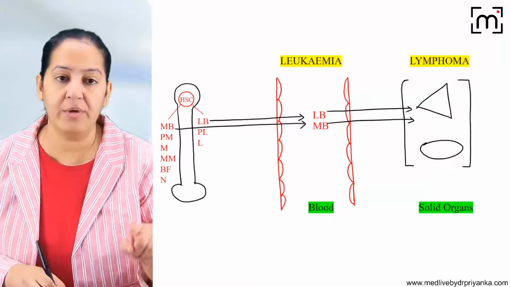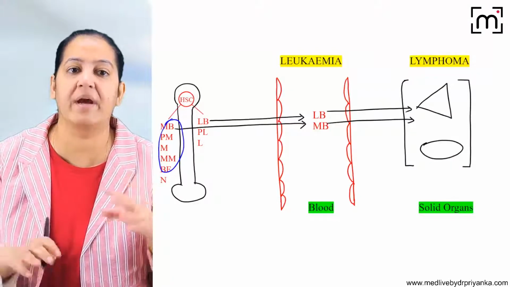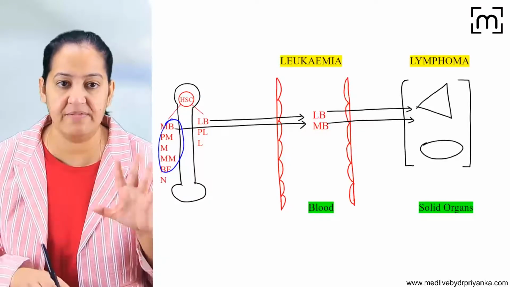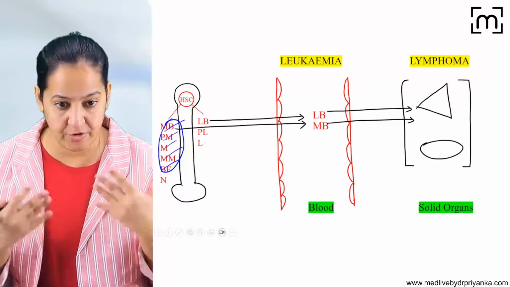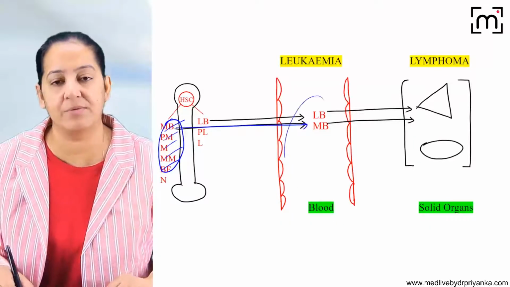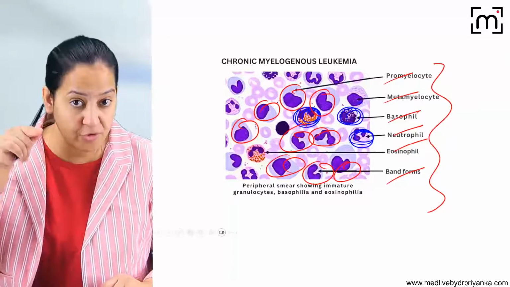So basically, I told you, these 5 cells are doing uncontrolled mitosis. Which 5 cells? Myeloblast, promyelocyte, myelocyte, metamyelocyte, and band form. These are doing uncontrolled mitosis, and after that, they are coming in the blood. So in the blood, you are getting all 5. So you have to draw this diagram.